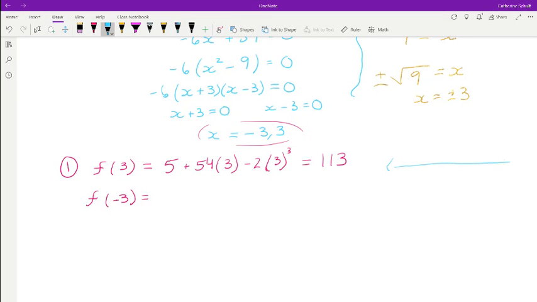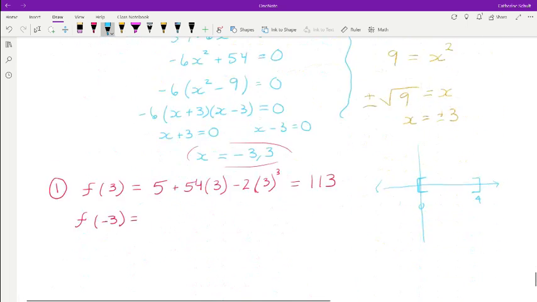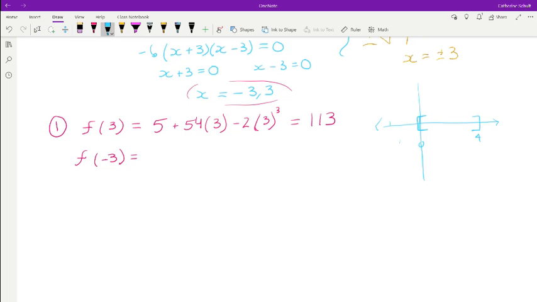We have some function, whatever it is, and we're only interested between 0 and 4, right? Because that's what the problem says. We want to find the absolute minimum on 0 and 4. And then our other critical value was over here at negative 3. So do we care what happens over there? We don't. So this is outside our interval, 0 to 4, so we don't have to worry about it. Okay, so we're done with step 1. Let's move on to step 2.